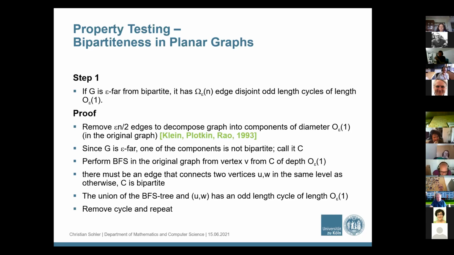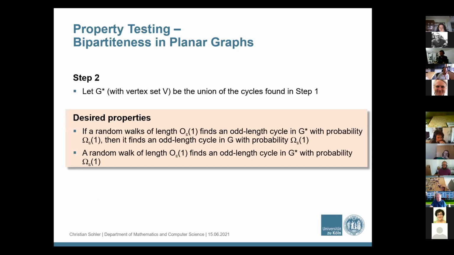And so the union of the BFS tree and this edge results in an odd length cycle of constant length. And we can just remove the cycle and repeat the argument. And in this way, we can construct a linear number of edge disjoint cycles. So that's the first step of the proof.